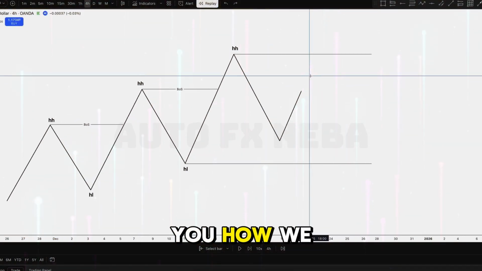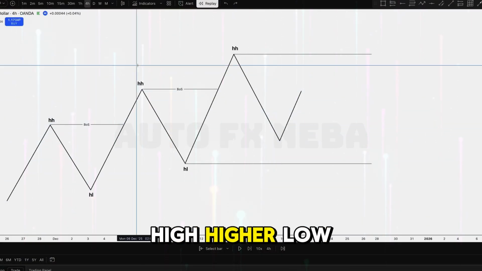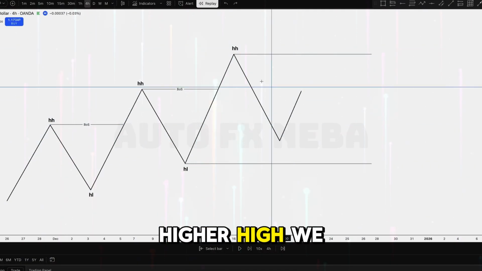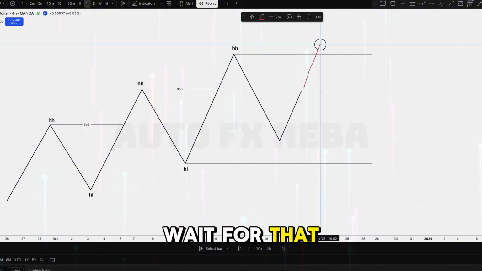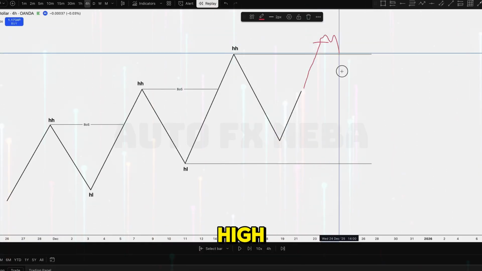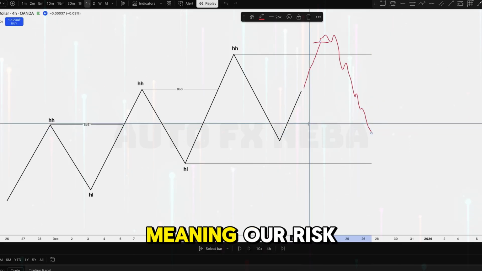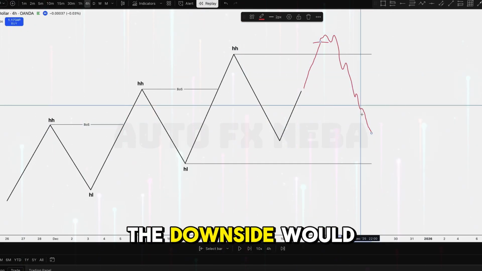Now, to show you how we do this in real time, here is an example. We've printed a high, higher low, higher high, higher low, higher high. We are now in a rather bullish market. Everything is looking pretty good. But if we wait for that to happen, we're going to be too late to the trade. We're going to be buying at the high, and the market can easily pull all the way back, meaning our risk reward would be terrible. The profit we can make on this trade would only be small. The downside would be huge.